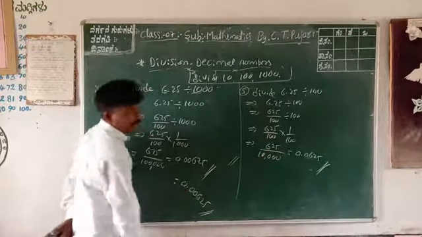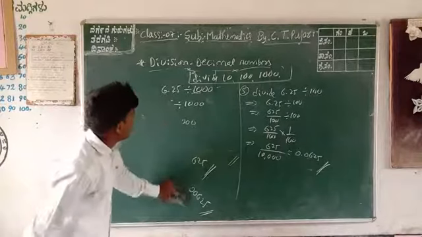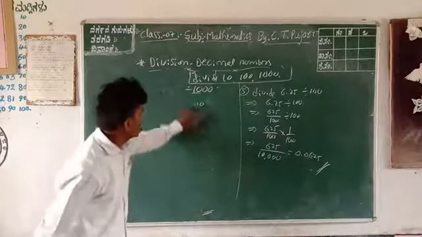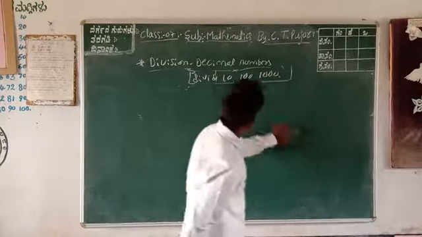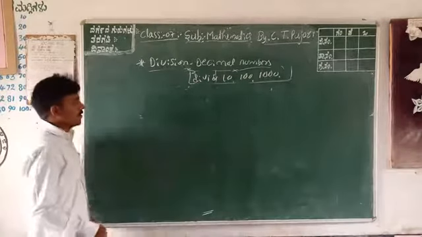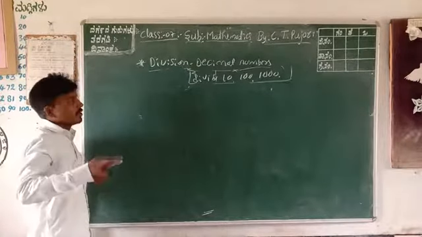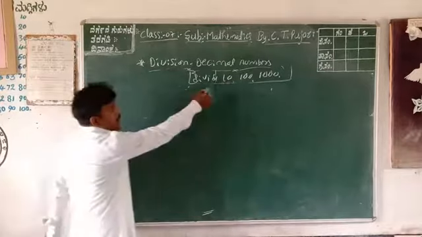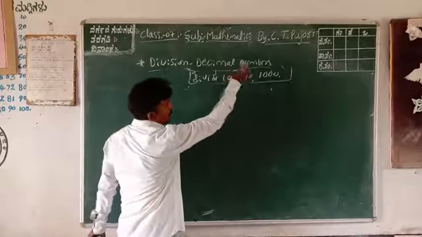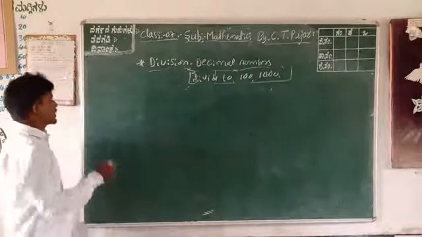This is the exact answer. This is division of decimal numbers. Only division of decimals. Next, we can take any one example. Also division of a decimal number by a whole number, a decimal number by a decimal number, and also a decimal number by 10, 100, or 1000. Also no problem. Next, the last example.